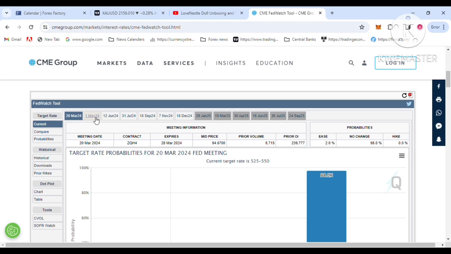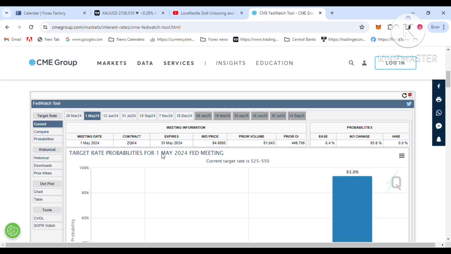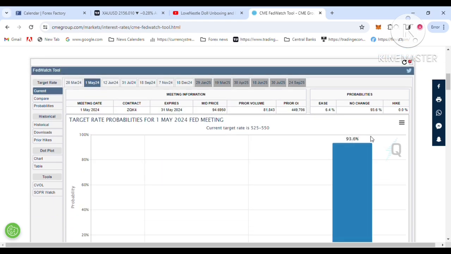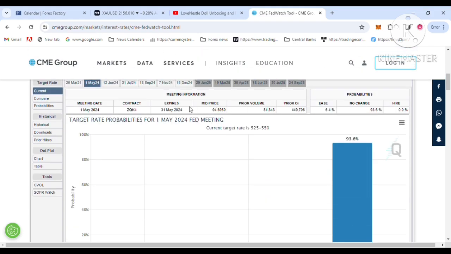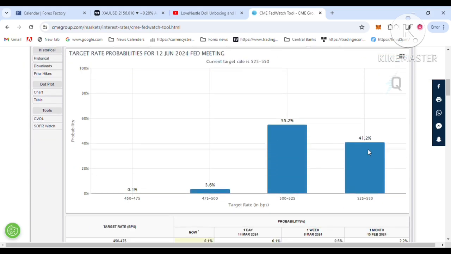That is the March forecast, and now I'm going to the May interest rate. That is also a 93% forecast to pause the rate again at 5.5. Then I am going to the June FOMC meeting. There is a 25 bps rate cut forecast by the market, and a 41% forecast to pause the rate again.